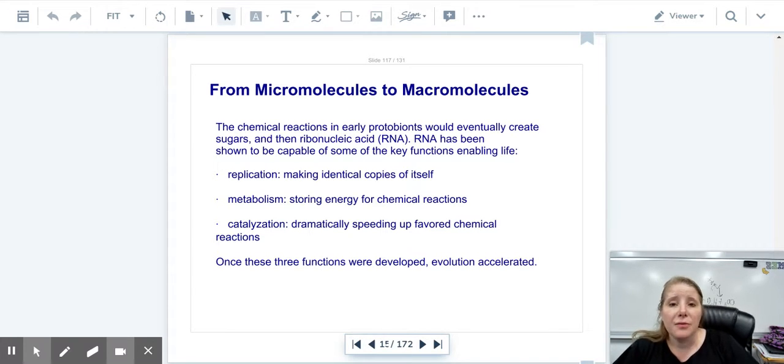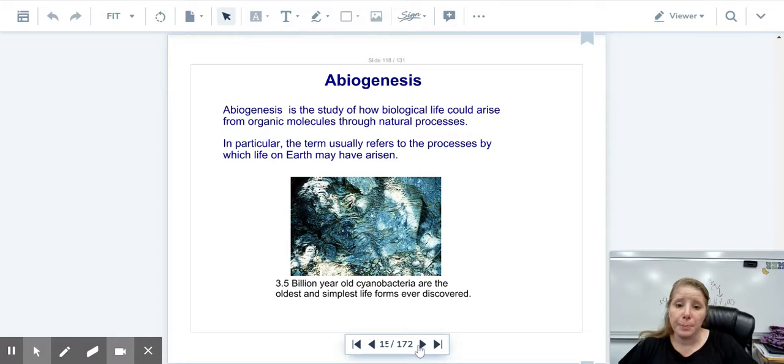We have metabolism for storing energy. We have catalysis in the proteins for speeding up a favored chemical reaction. And once these three functions were developed, evolution accelerated. Everything blew up because then things could really copy itself and figure out how to move on. So once those three things occurred, evolution exploded.